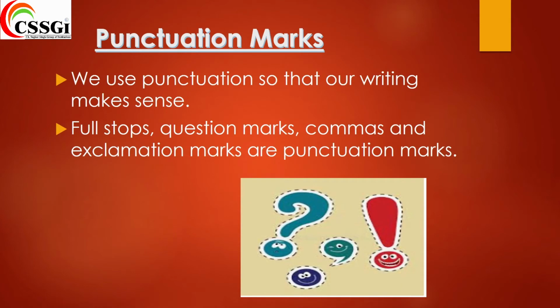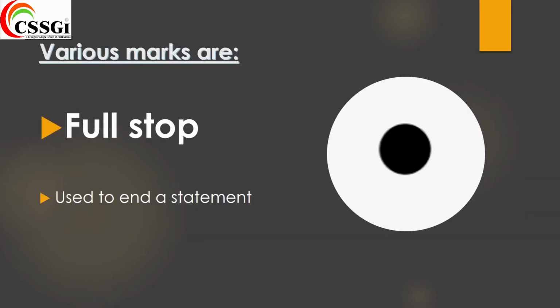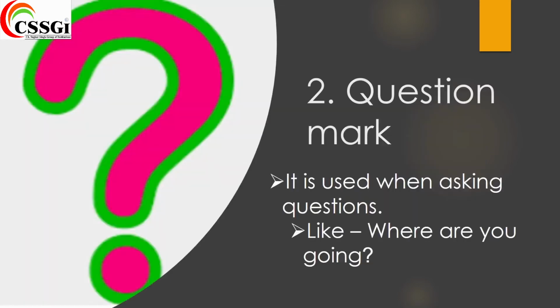Punctuation marks. We use punctuation so that our writing makes sense. Full stops, question marks, commas, and exclamation marks are punctuation marks. The various punctuation marks are: this is a full stop. It is used to end a statement. This is a question mark. It is used when asking a question, like where are you going? Question mark.